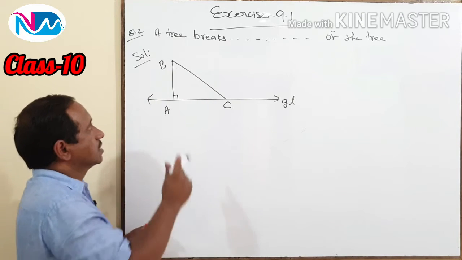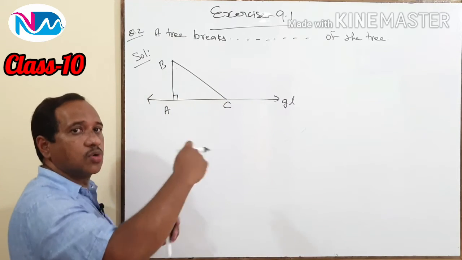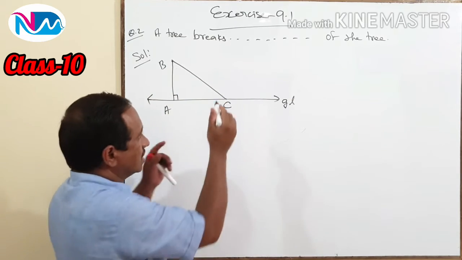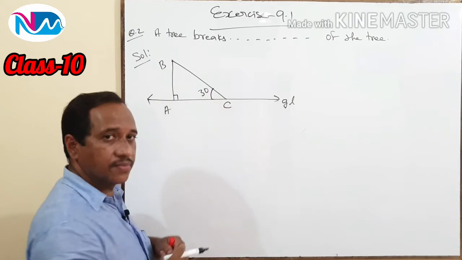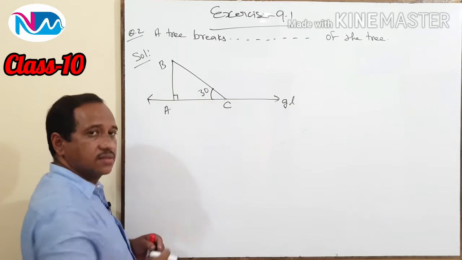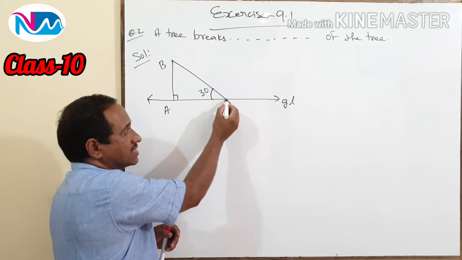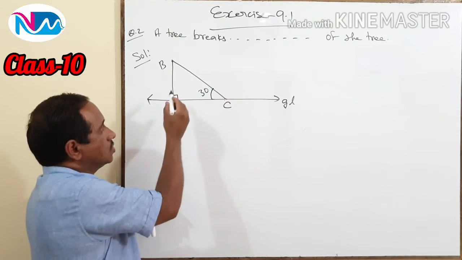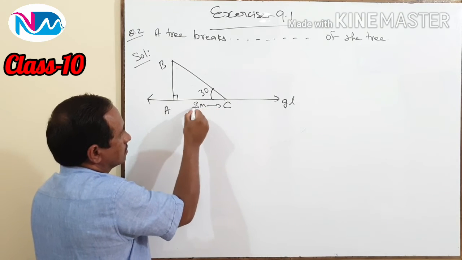According to the question, the top of the tree, that is the broken part, touches the ground, making an angle of 30 degree, and the distance from the point C, that is the point where the top of the tree touches the ground, to the foot of the tree is 8 meter.